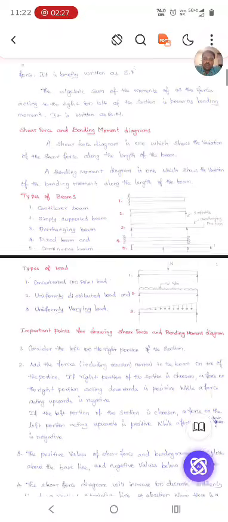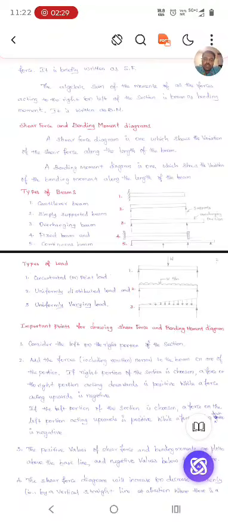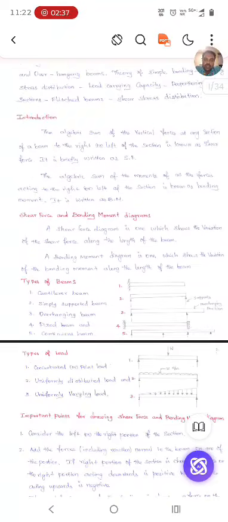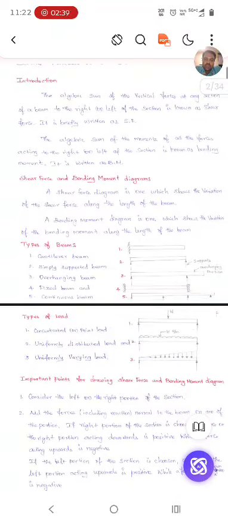And uniformly varying load: at one end of the beam the load is minimum, and at the other end the load is maximum, so this is called a uniformly varying load. So today these are the topics discussed, the beams and the different types of loads.